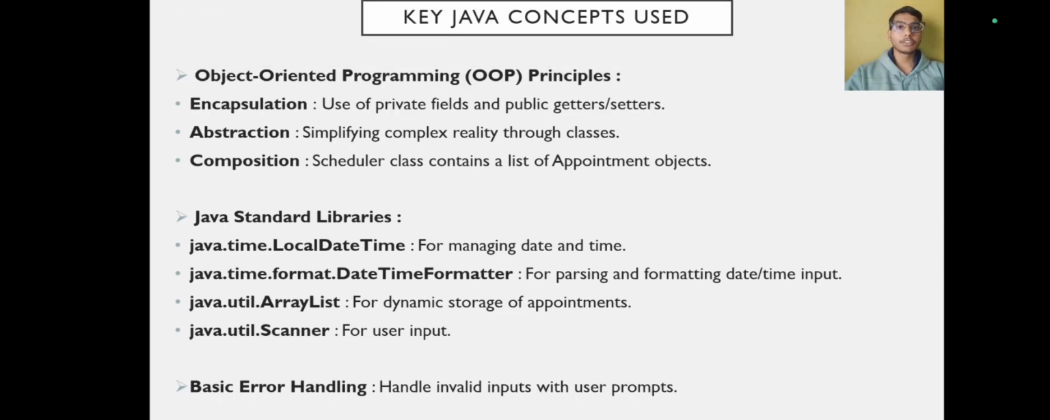And the key concepts used in this project are object-oriented programming principles: encapsulation, abstraction and composition, using private fields and public getters, simplifying the complexity of reality through classes, and the scheduler class contains a list of appointment objects. The standard libraries used are LocalDateTime for managing date and time, and the DateTimeFormatter for parsing and formatting the date and time input, and the ArrayList for the dynamic storage of appointments, and the Scanner is used to take the user input, and basic error handling to handle invalid inputs with user prompts. These are the key concepts used in my mini project.